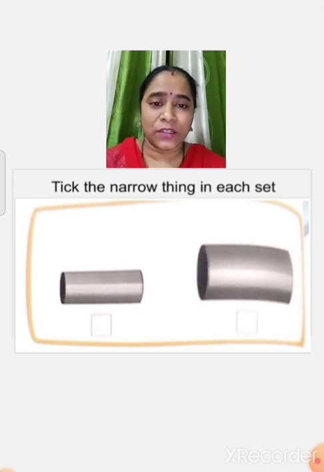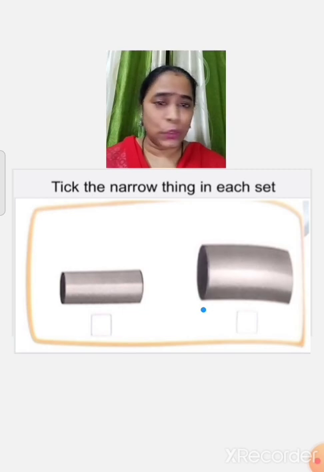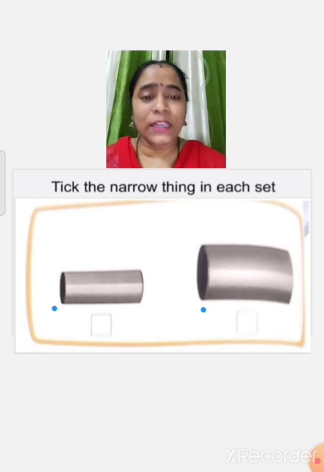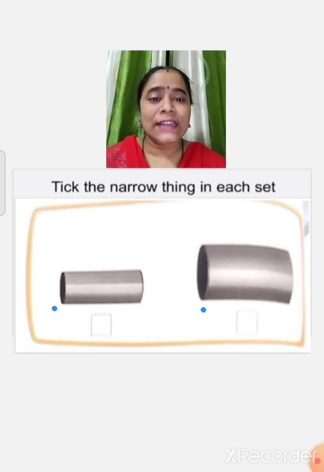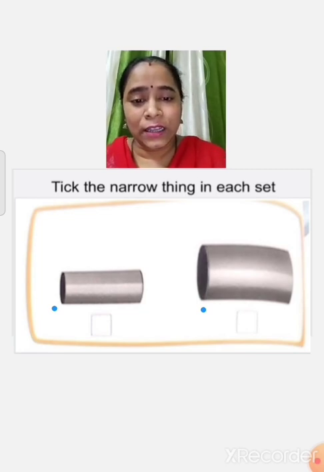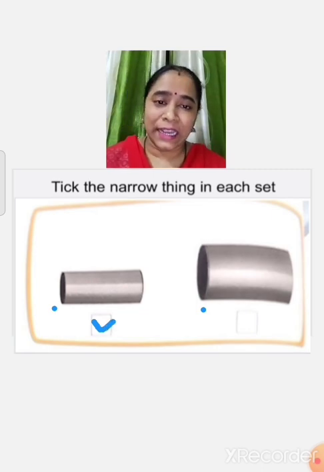Now next. Okay, next worksheet. In this worksheet we are going to tick the narrow thing in each set. Okay, we are going to tick narrow thing. So children, here tell me, this one is narrow. No. This one is narrow. No. This one is narrow. Yes. This one is narrow. So we will tick here. Okay, in the box like this. So this one is narrow.